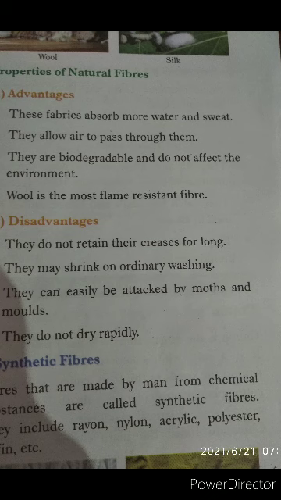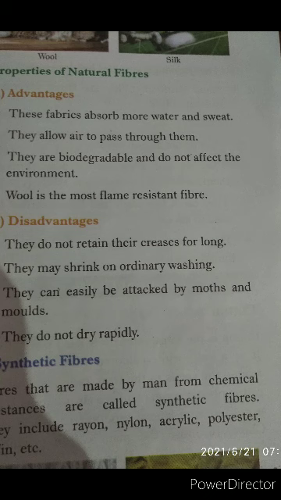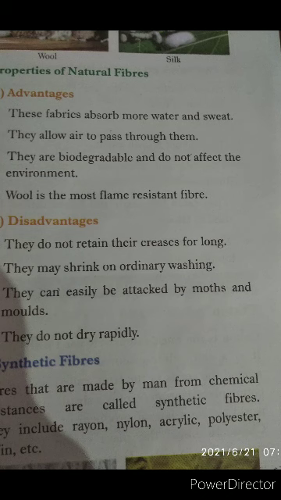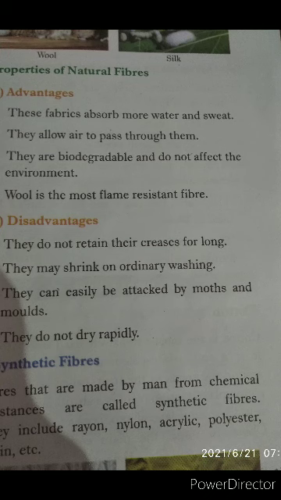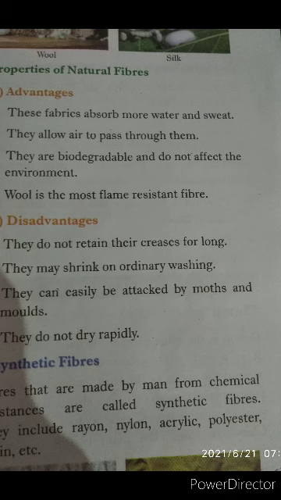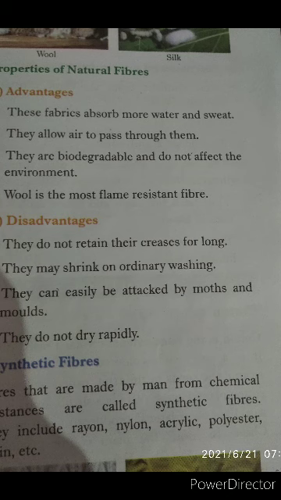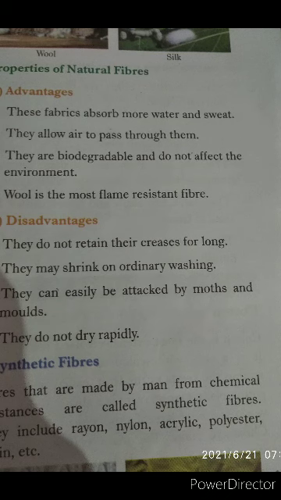Next one, synthetic fibers. Fibers that are made by man from chemical substances are called synthetic fibers. They include rayon, nylon, acrylic and polyester and olefin, etc. These all are synthetic fibers. The names of synthetic fibers are given there. Nylon and rayon, polyester. These are all different types of synthetic fibers.